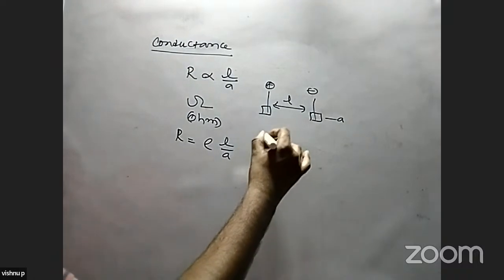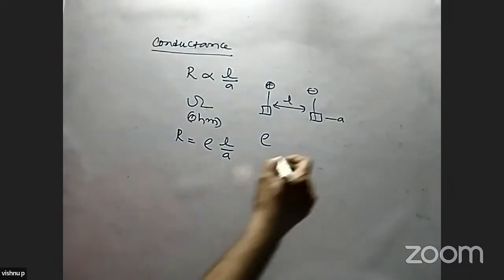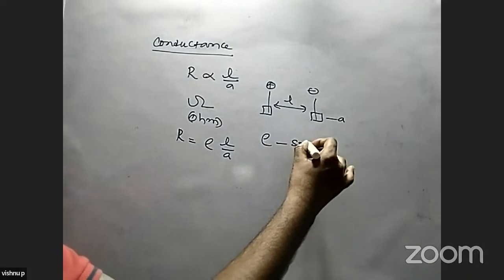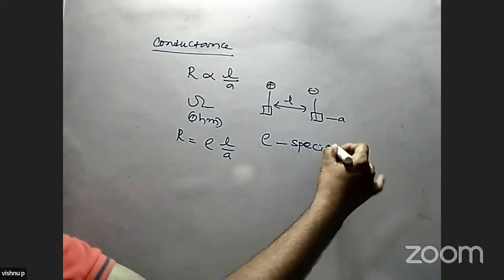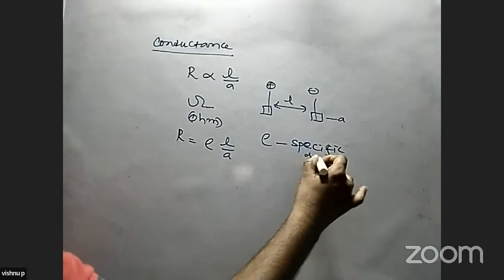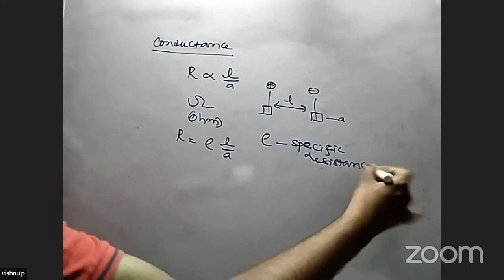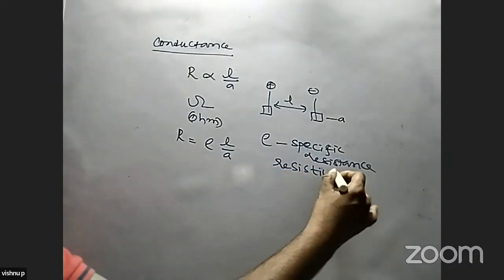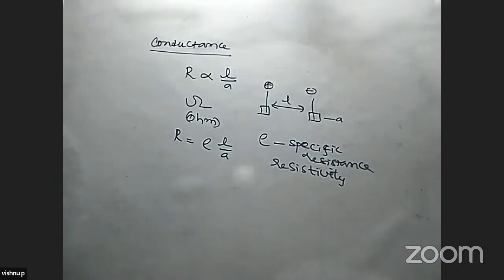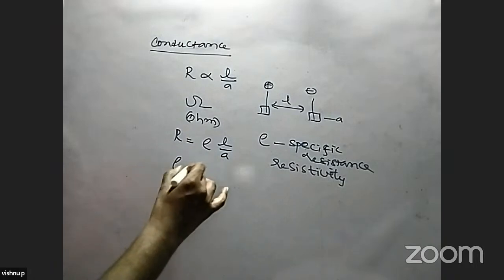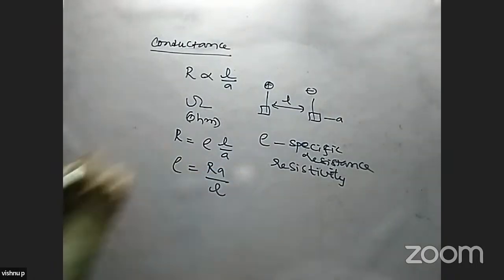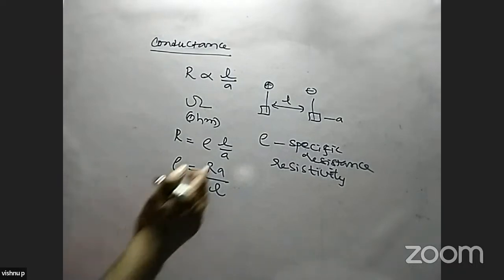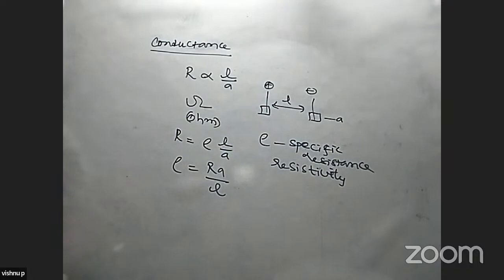What is the meaning of this rho? Rho is called specific resistance, or we can call it resistivity. And rho is equal to RA by L. This is the relation between rho with L by A and R.